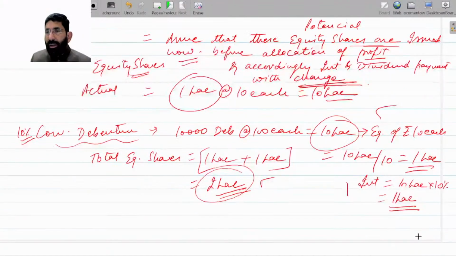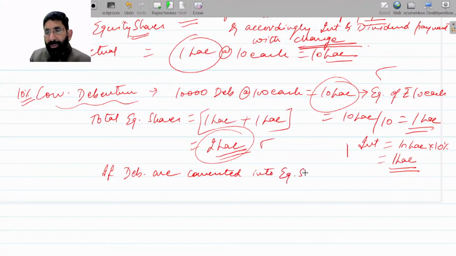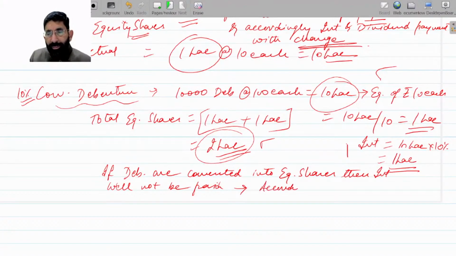Now, if these debentures are converted into equity shares, then interest will not be paid. So accordingly, profit will also change.